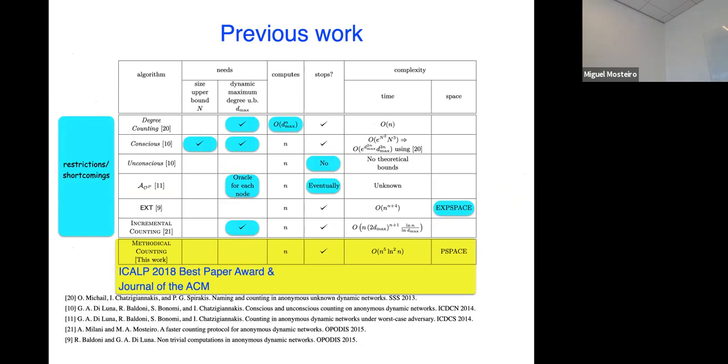The first work was when I visited Derek in Liverpool in 2018. We worked on this problem and designed an algorithm that works in a polynomial number of rounds. We call it methodical counting. It is an application of a new technique, modeling the evolution of the algorithm as lazy random walks. And this got us the Best Paper Award, and it was even published in the Journal of the ACM.